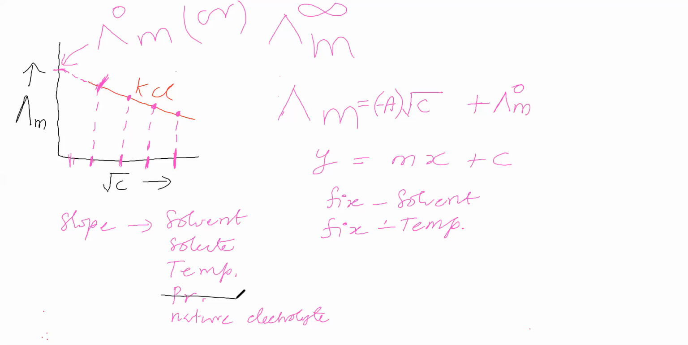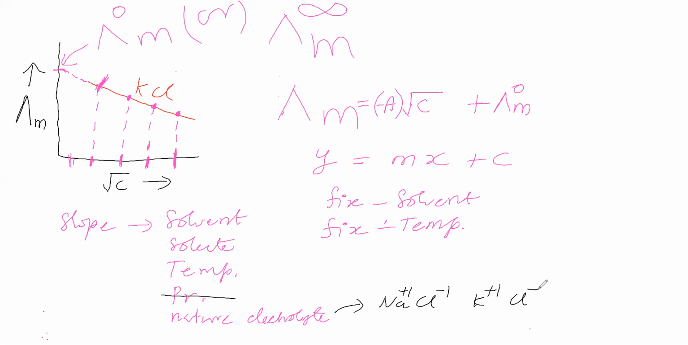Here solute means electrolyte. Solute means the nature of electrolyte that we are considering. Nature of electrolyte in the sense, for example, we can take NaCl. NaCl means Na plus Cl minus. KCl we can take K plus Cl minus. If we take NaCl and KCl, the nature of electrolyte is different. One is NaCl, another one is KCl.